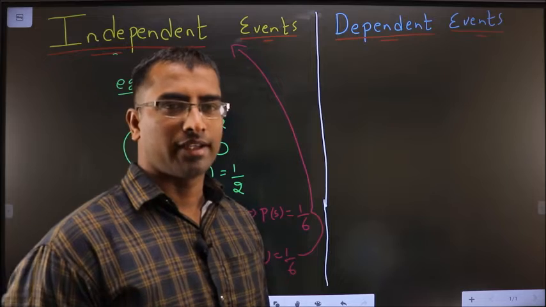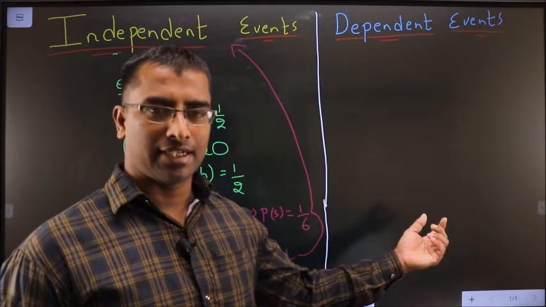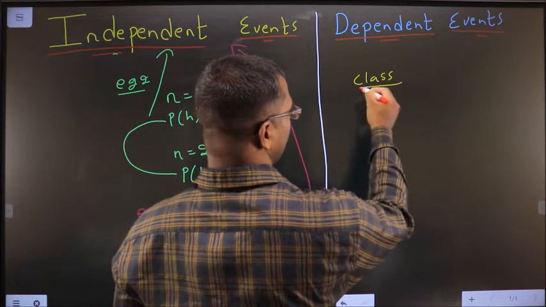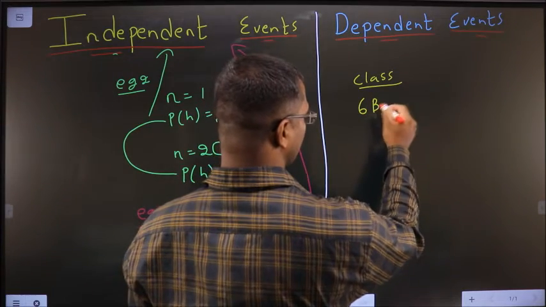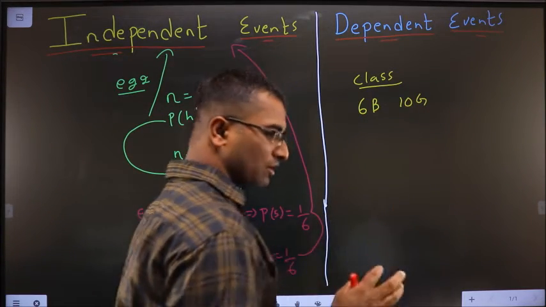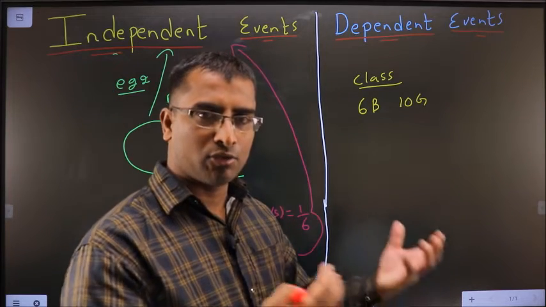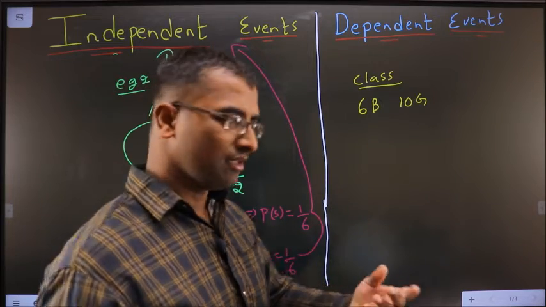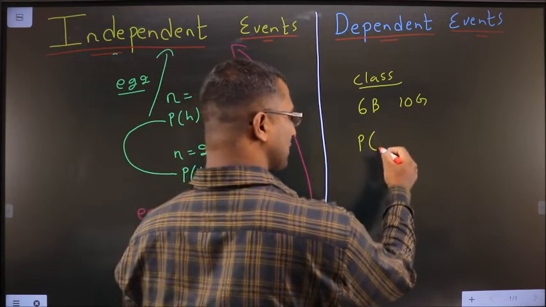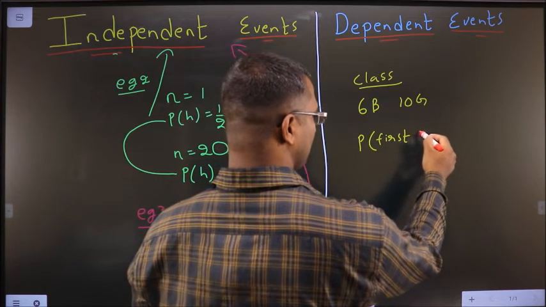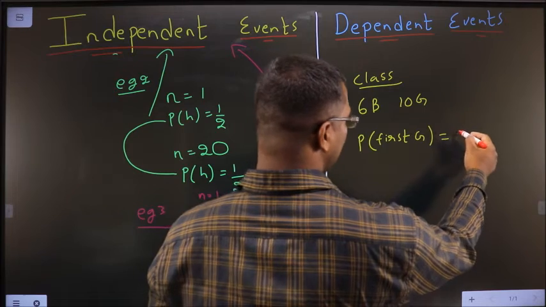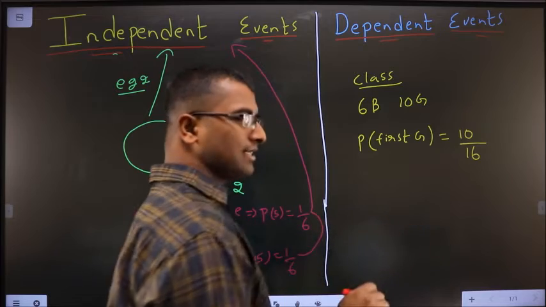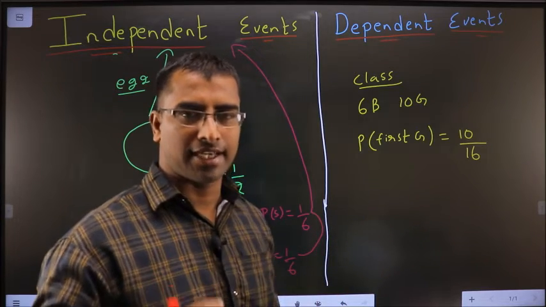Now, if I talk about dependent events, let us say in a class there are 6 boys, 10 girls. I want to select 2 girls from this class, one after the other. What will be the probability for selecting the first girl? How many girls are present at the start? 10 by the total, 6 plus 10, 16. 10 by 16 will be the probability for selecting the girl the first time.